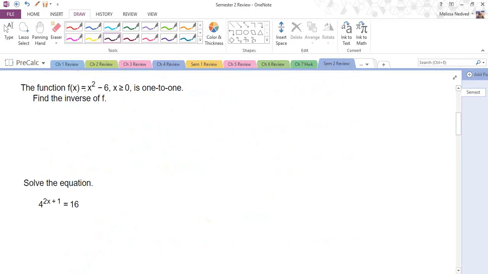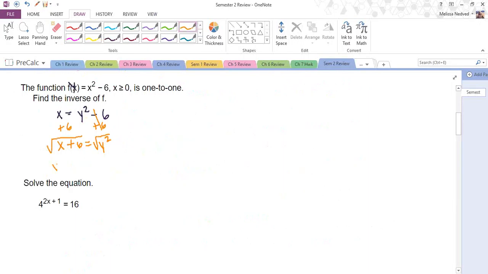So to find our inverse, switch the y and the x. Think of f of x as y and then switch them. So x equals y squared minus 6. To find the inverse, solve for y. I'm going to start by adding 6 to both sides. x plus 6 equals y squared. And to get that y by itself, we're going to square root both sides.